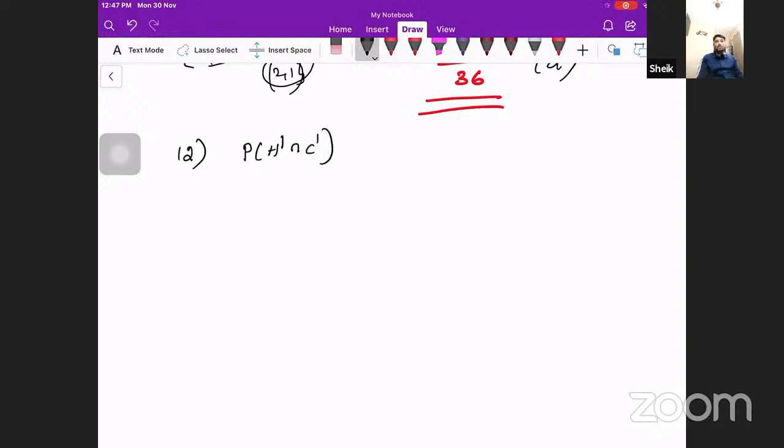P of H dash intersection C dash. What is the probability of H dash intersection C dash? Which is nothing but P of H union C the whole dash, which is nothing but 1 minus P of H union C. That is heart or club.